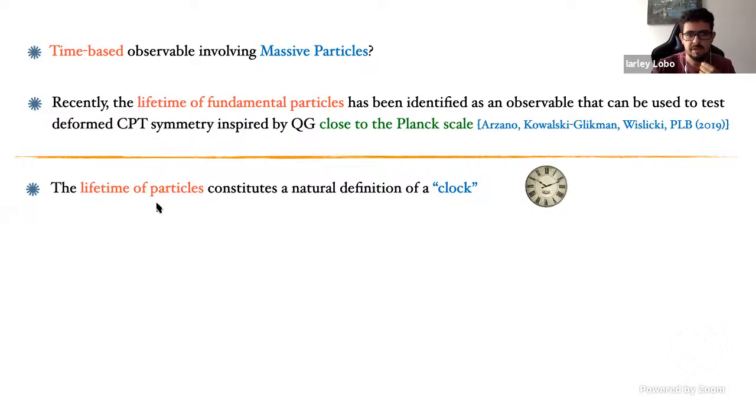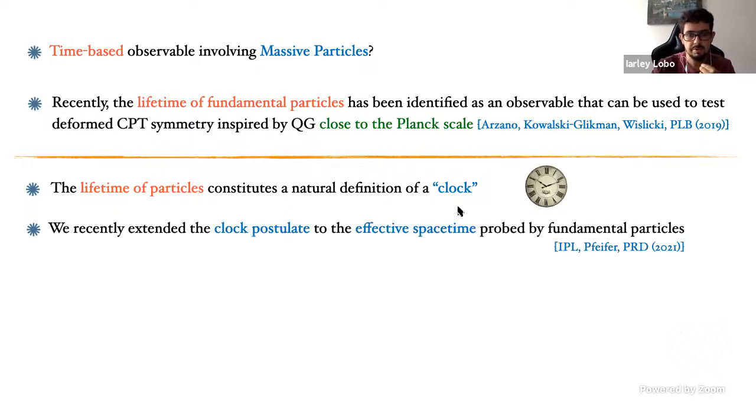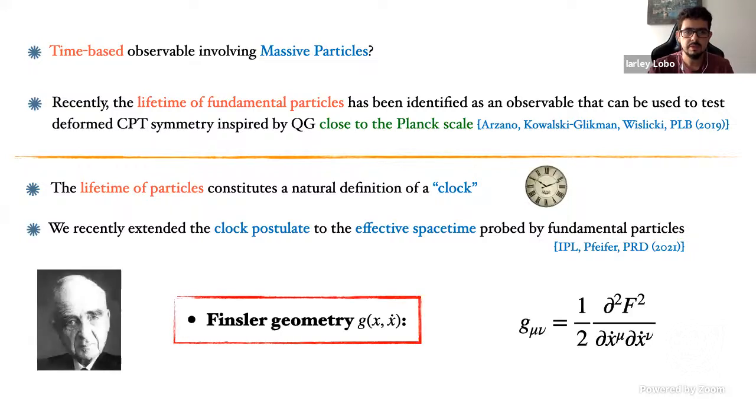So as we know, the lifetime of particles constitutes a natural definition of a clock. So we extended the clock postulate to this kind of propagation in this effective spacetime. And this was a work published this year. But I'm mentioning it here because we are going further into that.